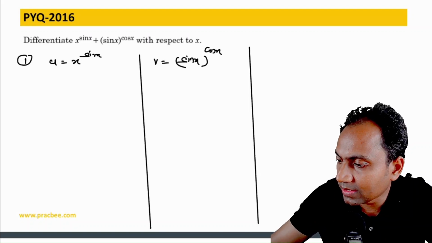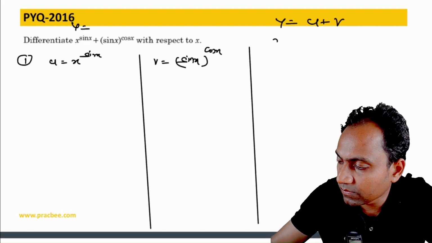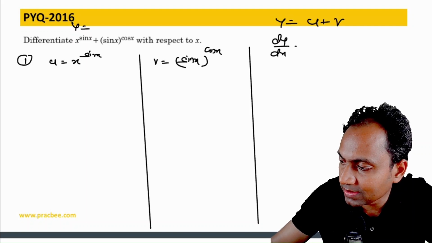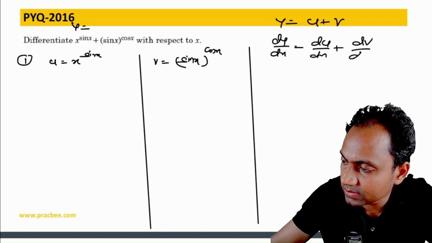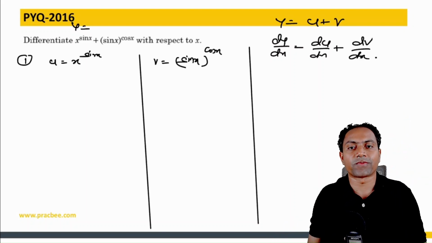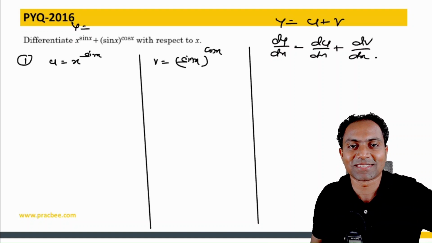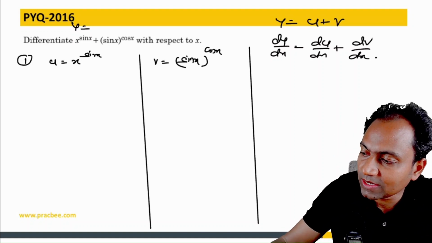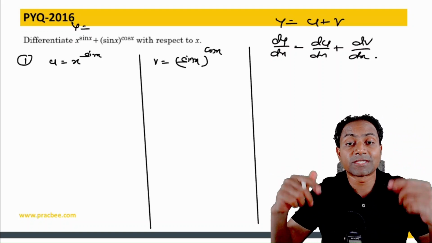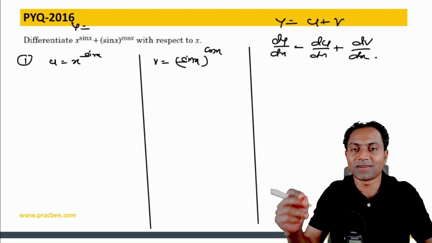If I take this function as y, then y can be written as nothing but u plus v. So if I want to find the value of dy by dx, it is nothing but du by dx plus dv by dx. This is what we need to find, and this is what the question is asking us. So the first part, differentiation, I will have to find. Second also I will have to find. I will substitute both the values in the third part and get my answer.